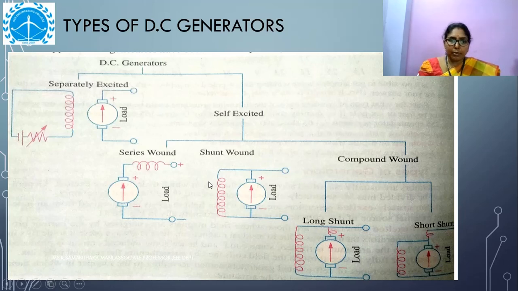First we will discuss the series wound generator. In the series wound generator, the field winding is connected in series with the armature as shown here. Coming to the shunt field winding, shunt itself means connected in parallel, or across. So the field winding is connected across the armature as shown in the diagram.